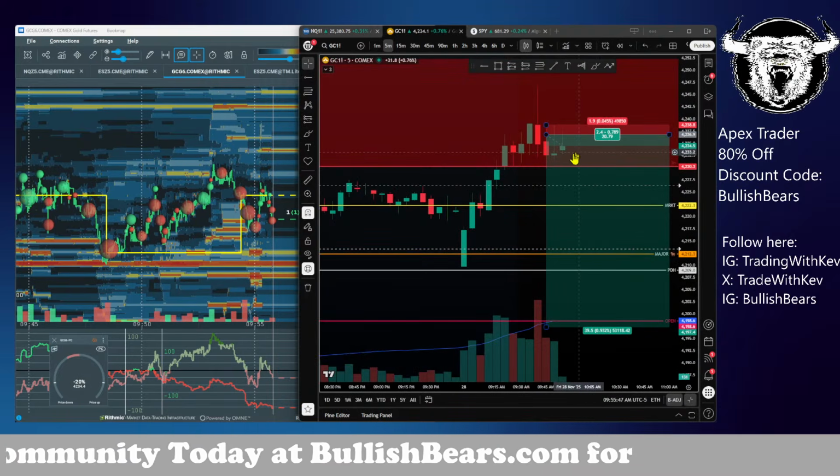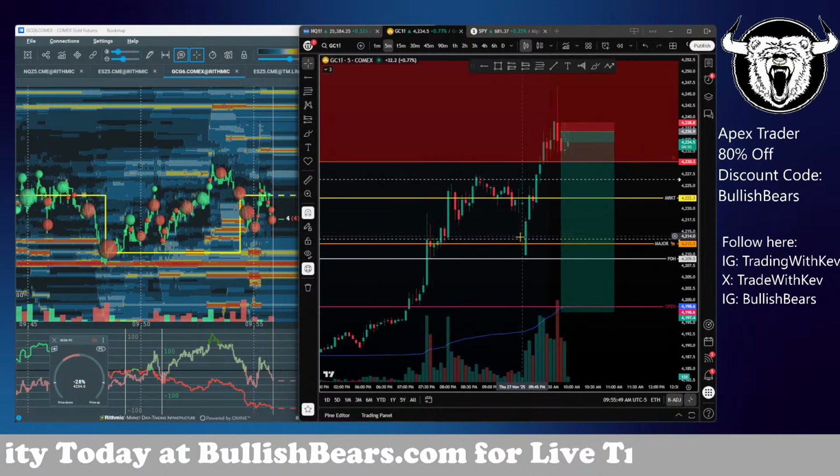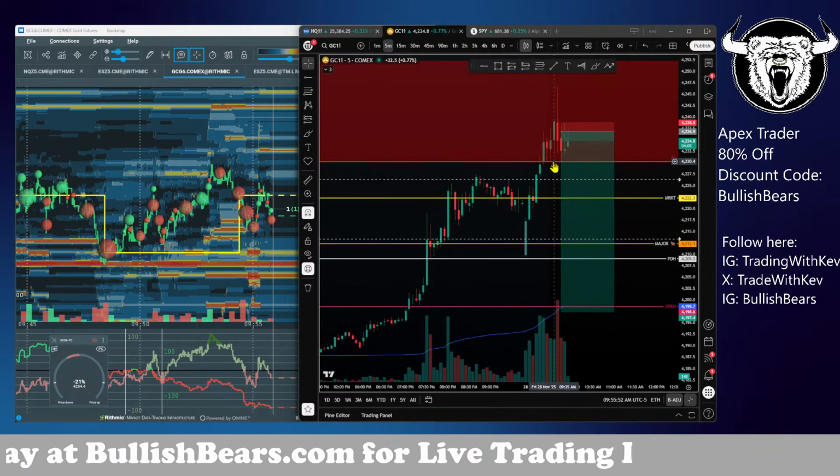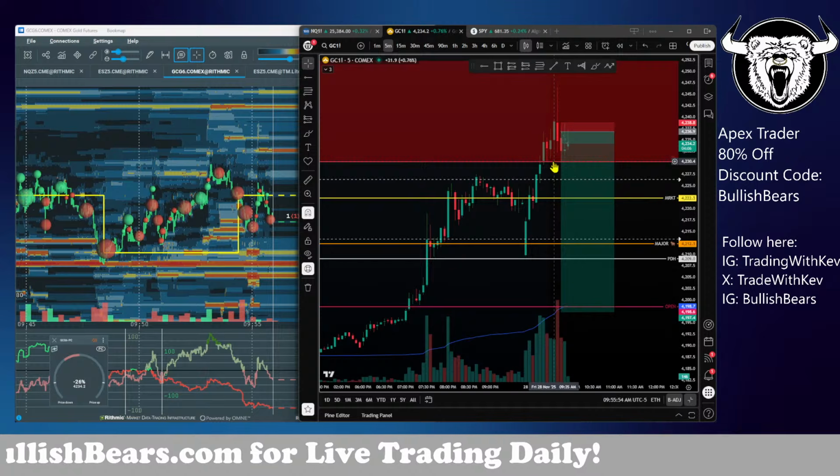Gold doing a whole lot of nothing up in here, man. I'd be more bearish because of the supply zone, but I'd be more bullish because of the failures we've seen to break lower.